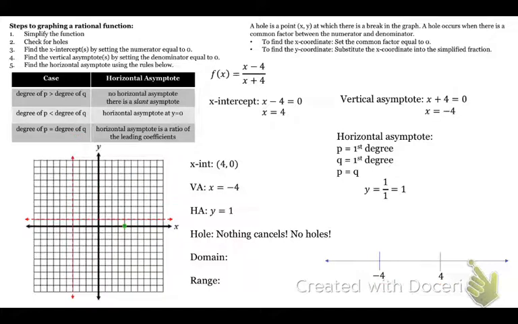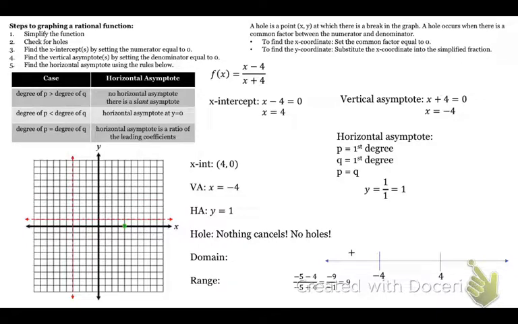So then here, I'm going to plug in a number less than negative 4. So let's plug in negative 5. So negative 5 minus 4, that's going to give me a negative on top. I'm going to get a negative on bottom, which means a negative divided by a negative is a positive. So that's going to be positive on that part of the graph.